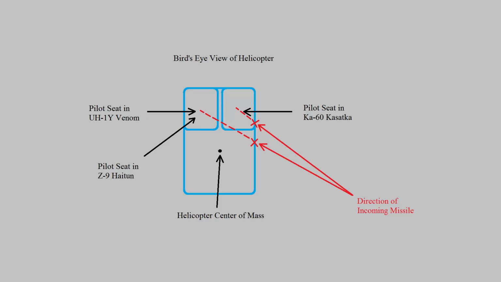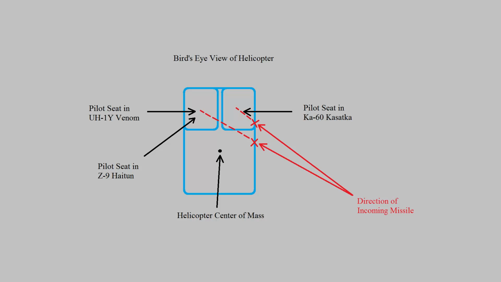But all the locking weapons in the game actually track the pilot seats of the helicopters, not the center of mass. So if you're flying the Casca, that'll be the cockpit right seat. If you're flying the Venom or the Haitoon, it'll be the cockpit left seat. And this has implications for how you counter missiles.